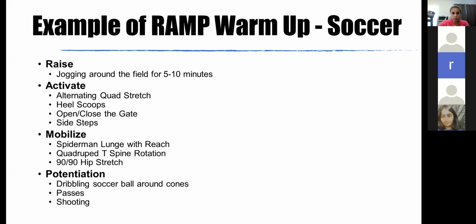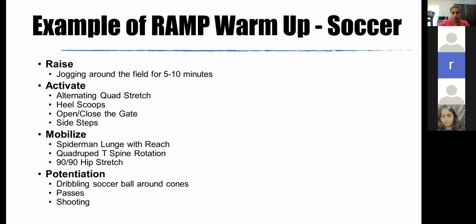Okay. Here's an example of a ramp protocol you could use for soccer. So again, you could create one for any sport, if you have a different sport that you like to play or you have played or you currently play. So again, as I talked about, for raise, 5 to 10 minutes, jog around the field, right? So light aerobic activity. Then in activate, you're going to just do some dynamic stretching, not really sport specific yet, but just to get the joints ready and the muscles ready for what you're going to do.